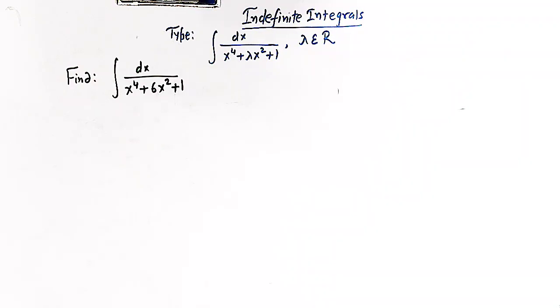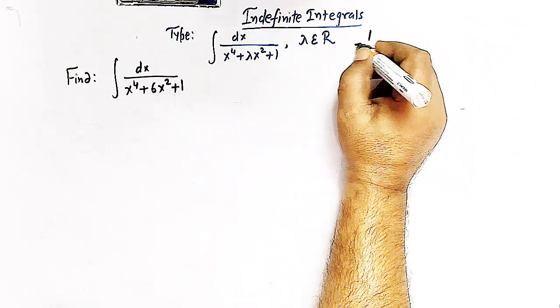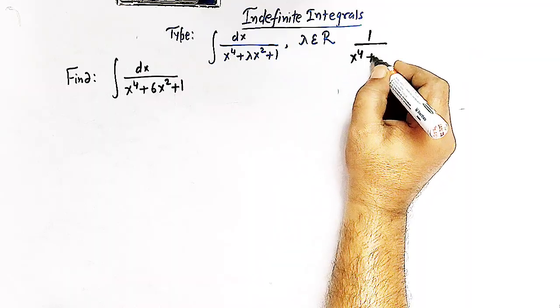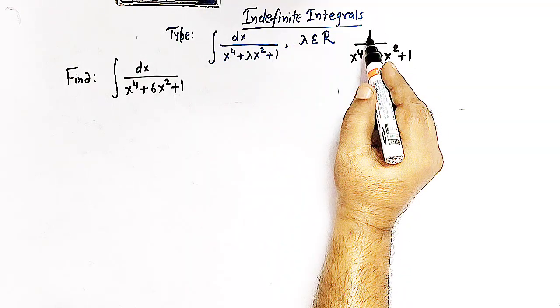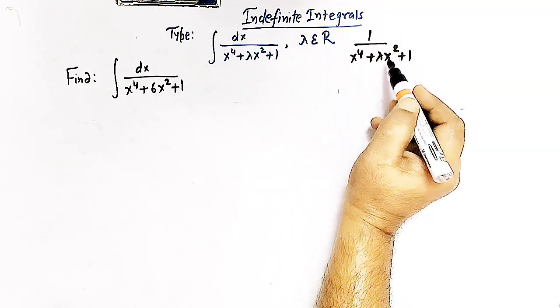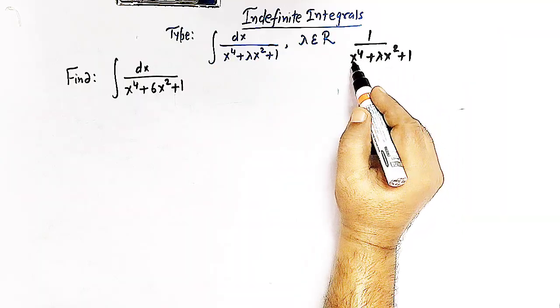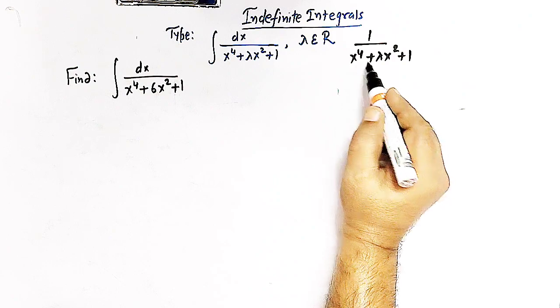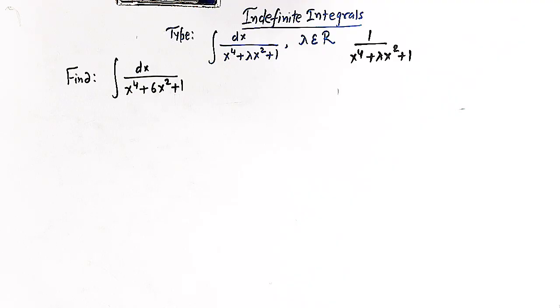Hello viewers, in today's session we are going to discuss an important type of indefinite integral in which the integrand is of this form, that is 1 over x raised to 4 plus lambda x square plus 1. So here the integrand is of the form where the numerator is 1 and the denominator is a biquadratic function, that is x raised to 4 plus lambda x square plus 1, where lambda belongs to the set of real numbers, right?